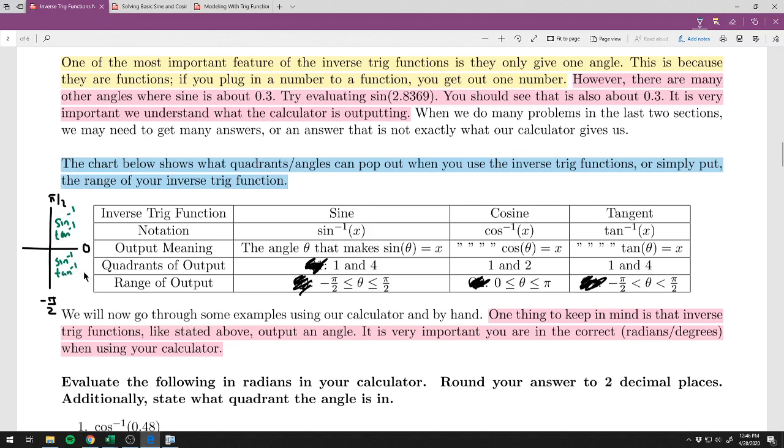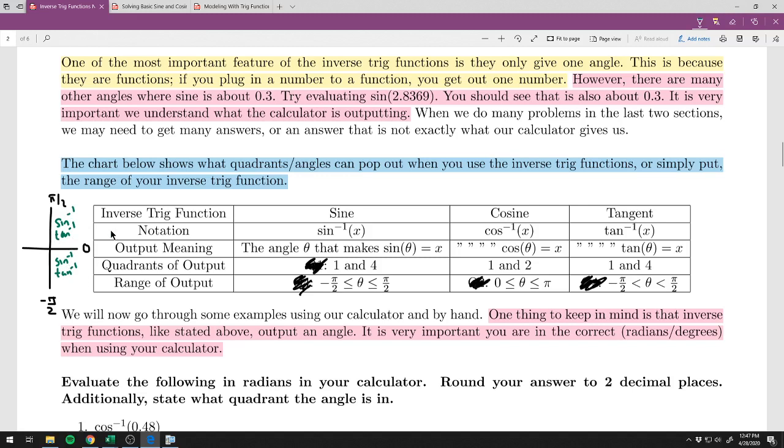So when you type in sine inverse or tangent inverse into your calculator, you get out an angle, and it's between -pi/2 and pi/2, or quadrants 1 and 4 for sine and tangent. The reason these are chosen is because quadrant 1 is where they're both positive, and quadrant 4 here is where they're both negative.